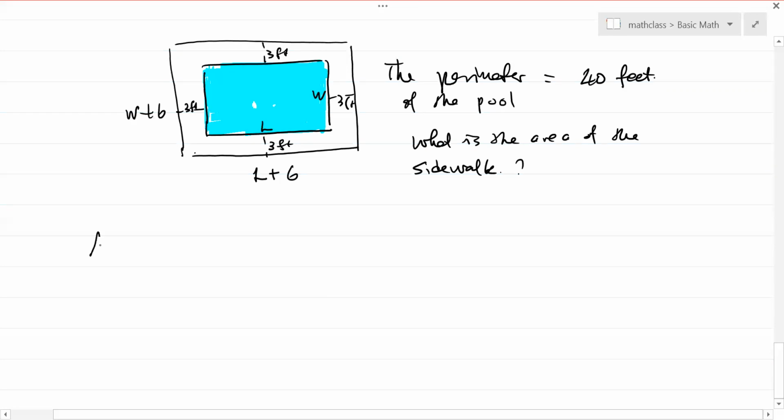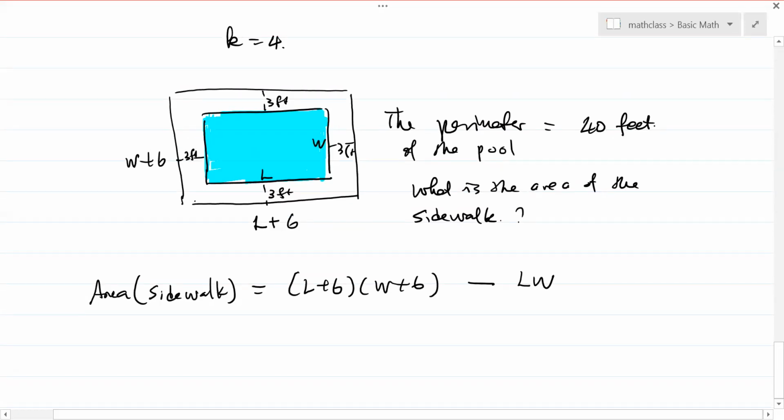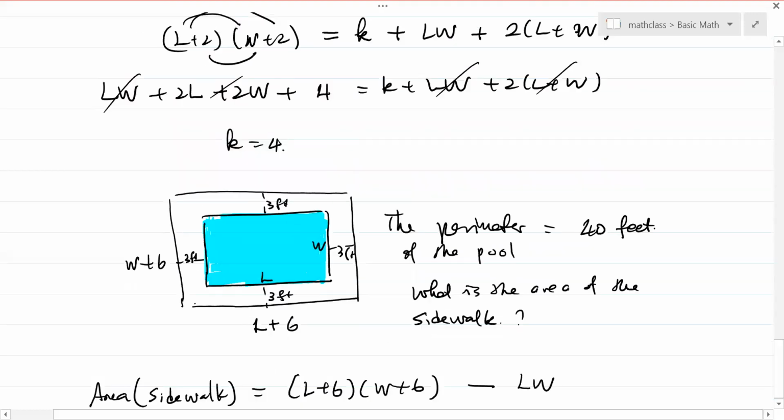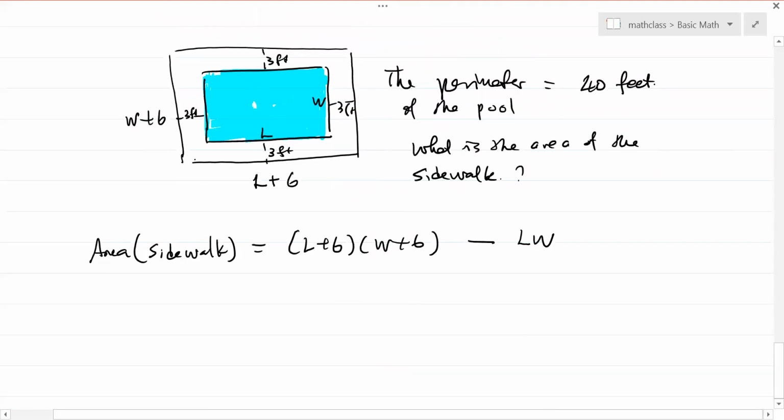So the area of the sidewalk is going to be the area of the large rectangle minus the area of the small rectangle. Okay? And you end up with a similar situation here. You see, look, right? So here you have L plus 2, W plus 2. So you multiply them out. It's L times W, L times 6, 6 times W, and 6 times 6.